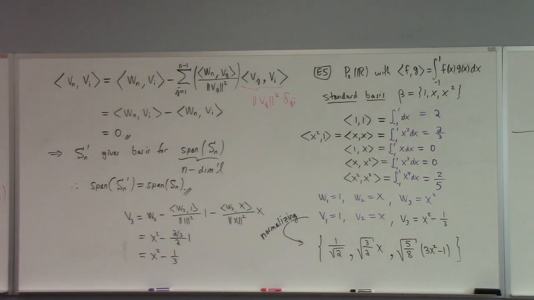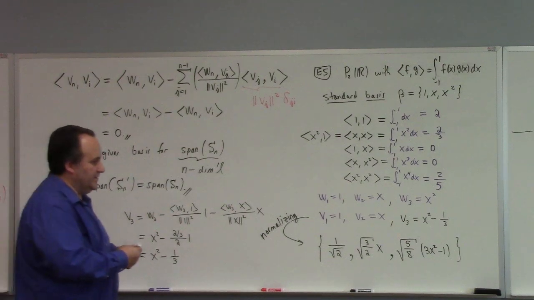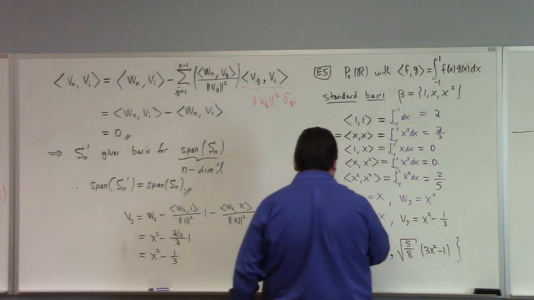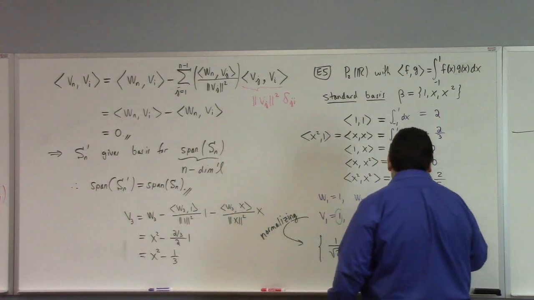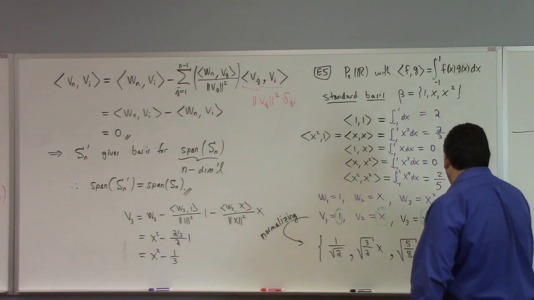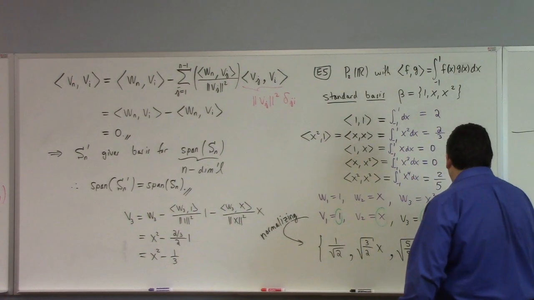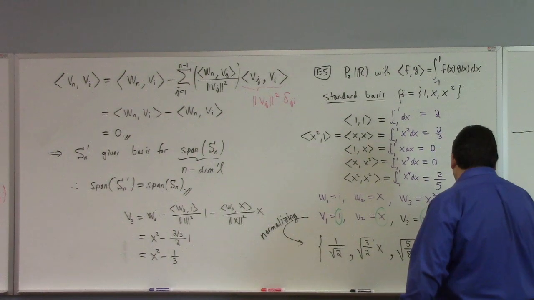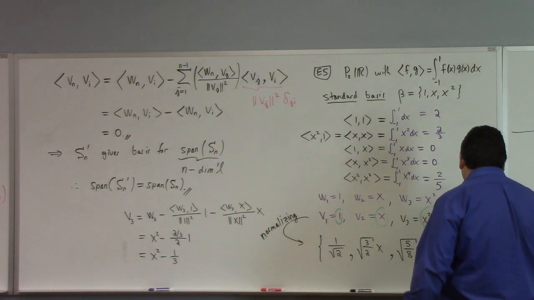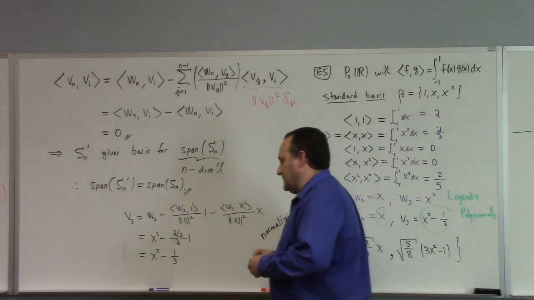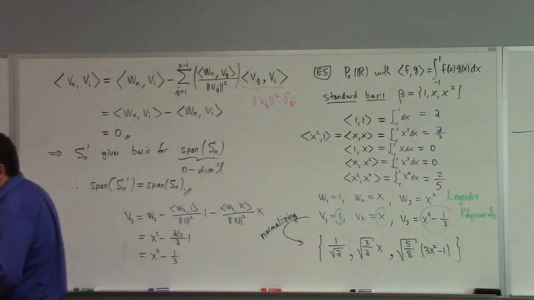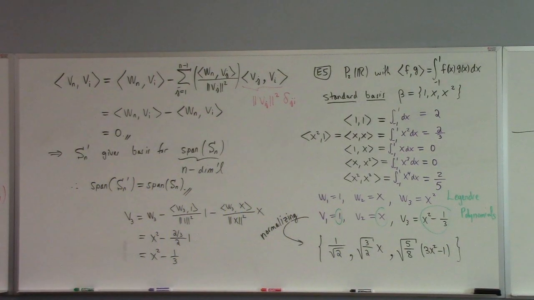This is a special example because it has a name. These ones right here are called Legendre polynomials. And they play a special role in mathematical physics and such. All right. Moving along.